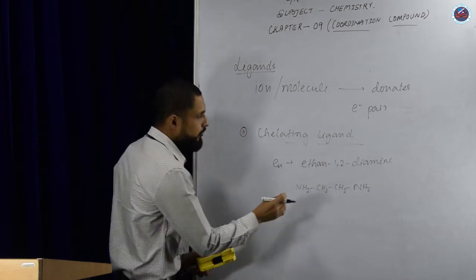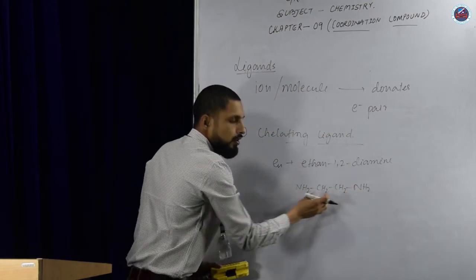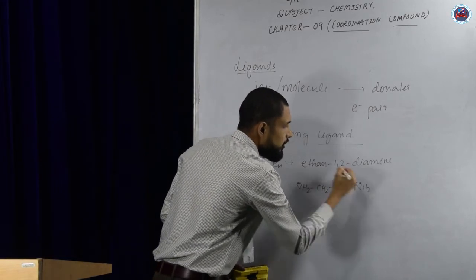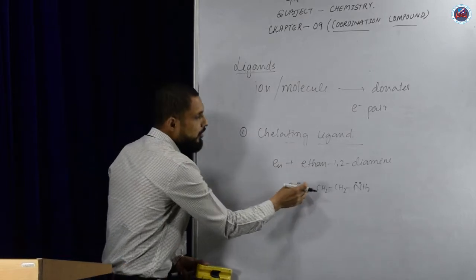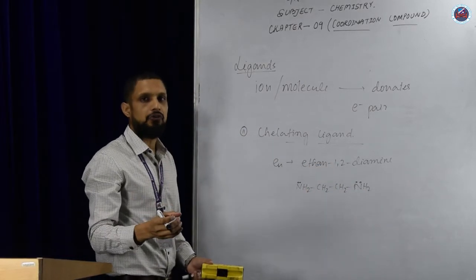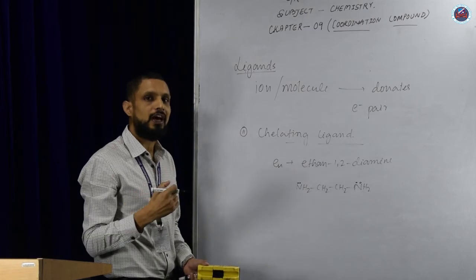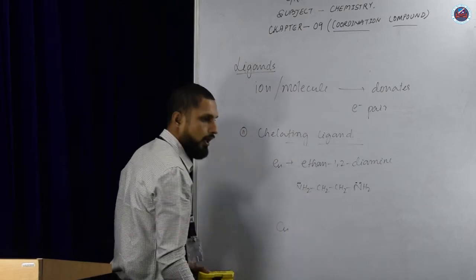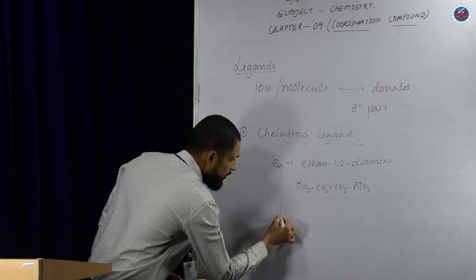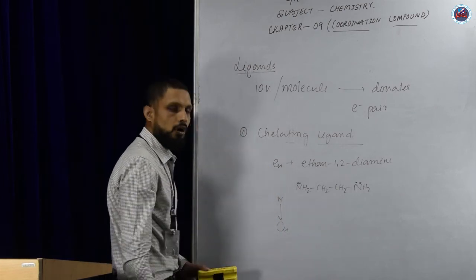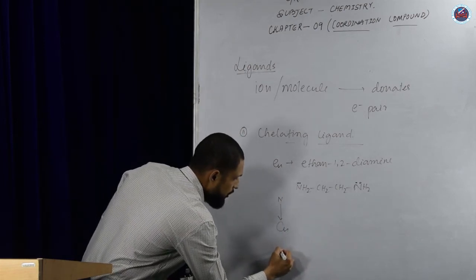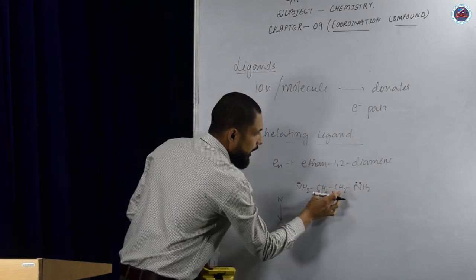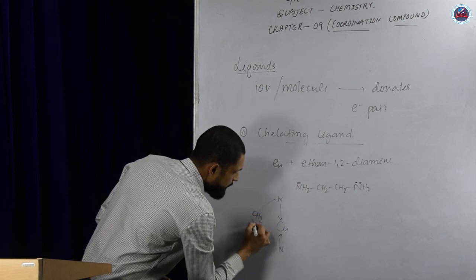Now here you can see both the ends contain donor atom, nitrogen, nitrogen. Now when both the nitrogen donate a pair of electrons to form a coordinate bond with the central metal ion, it will look like this. So this is copper, the metal ion. This nitrogen will donate electron and form a coordinate bond. Another nitrogen here donates electron to form a coordinate bond. Now between these two nitrogen we have two carbon. So CH2, CH2.